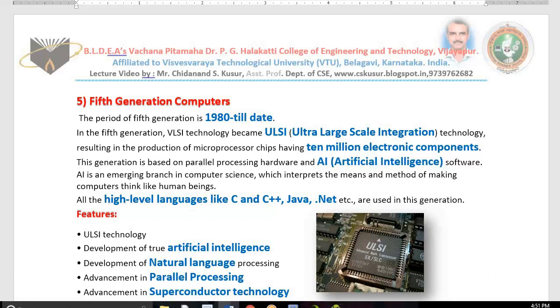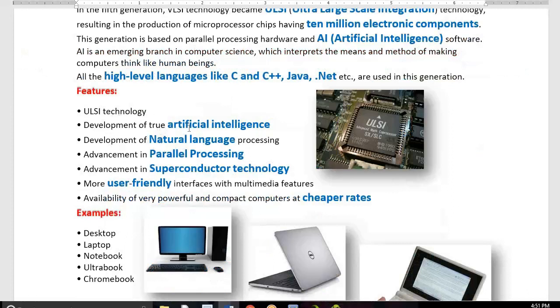All the high-level languages like C, C++, Java, .NET and many more. And ULSI technology, development up to artificial intelligence, development of natural language processing, advances in parallel processing.